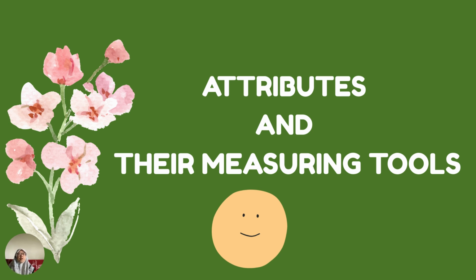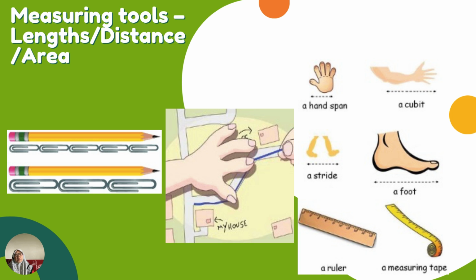Okay, let's move on to attributes and their measuring tools. We're also going to look at the units that the attributes belong to. This is the first one: measuring tools for length, distance, and area. Because for area or perimeter, you should put in another one, perimeter, sorry. They use the length to find out area, to find out perimeter.